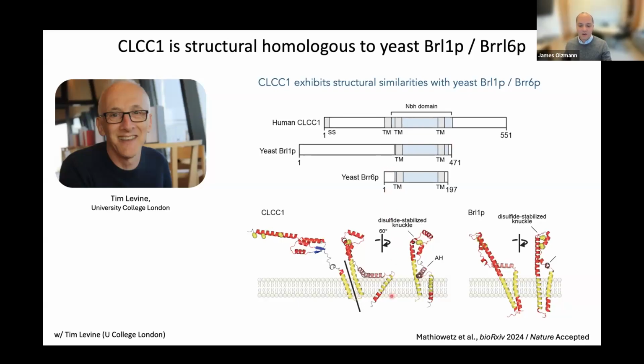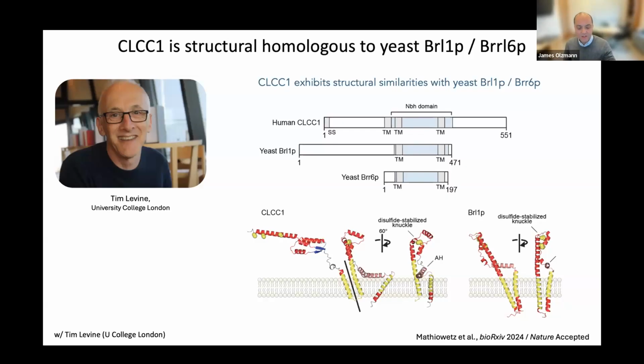And we can see this here in this AlphaFold predicted structure of CLCC1, that it has this long helix. That's what we're calling a knuckle that's stabilized by a predicted disulfide, this amphipathic helix juxtamembrane, and then this other helix at this very tilted angle. And this looks very similar to yeast BRL1. This is, again, an AlphaFold predicted structure, but it has this disulfide stabilized knuckle, this juxtamembrane amphipathic helix, and this other transmembrane domain within this domain.